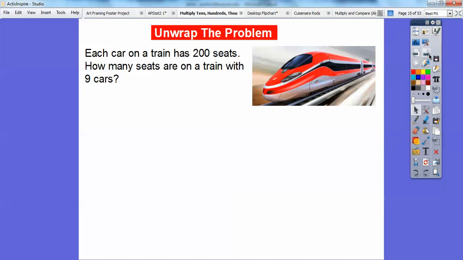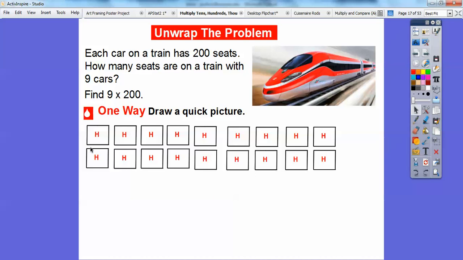Each car on a train has 200 seats. How many seats are on a train with 9 cars? We're going to multiply 9 times 200. Here's one way. Here's one group of 200: here's 100, here's 100. Here's 200, another 200, another 200, another 200, another 200. That's 5 of them. 6, 7, 8, 9. So here's 9 times 200, 9 groups of 200.